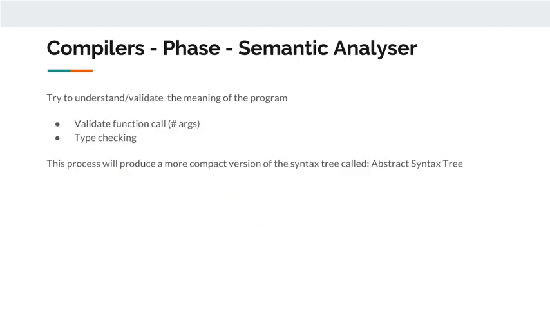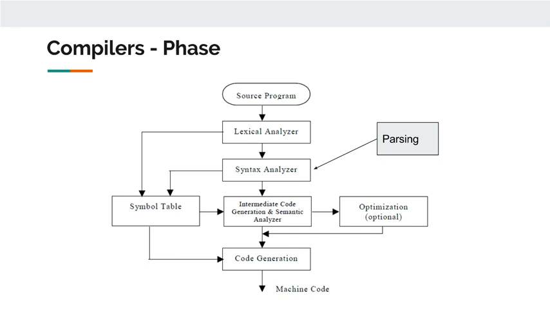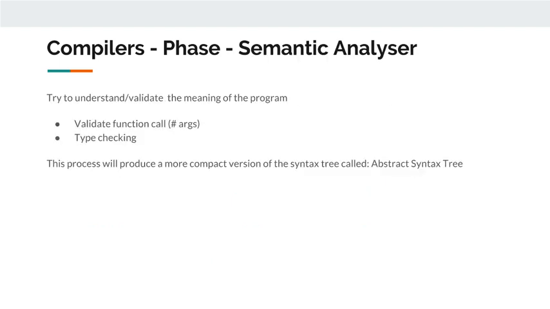So then you have semantic analysis. At the semantic analysis phase, now we try to understand and validate the meaning of the program. And as you can see from the bigger picture, the semantic analysis here will be embedded inside, will be coupled with intermediate code generation. So the semantic analysis will help us validate function call, like number of arguments that is being passed, and also type checking.